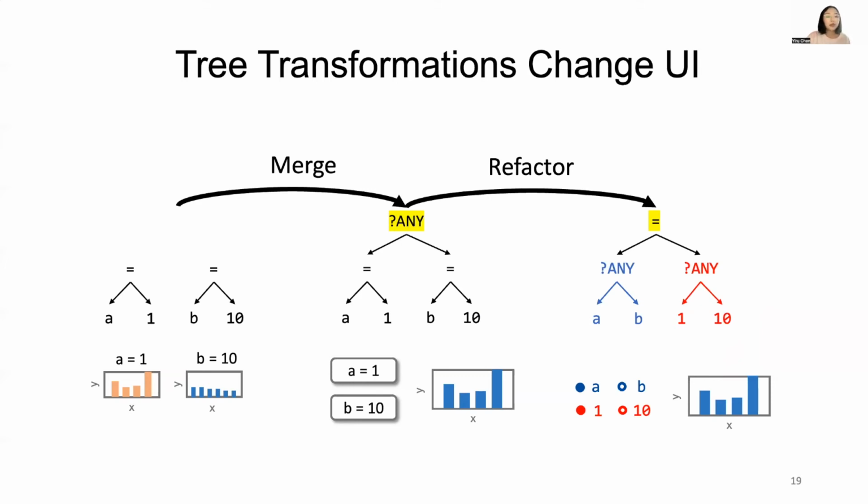And this type of tree transformation allows us to generate a structurally different interface. So here, the first interface has 2 visualizations without interaction, and the second one has 1 interaction, 1 visualization, and the right one has 2 interactions, 1 visualization. And in practice, of course, we have many different kinds of transformation rules and types of choice nodes that we can express beyond this trivial example.